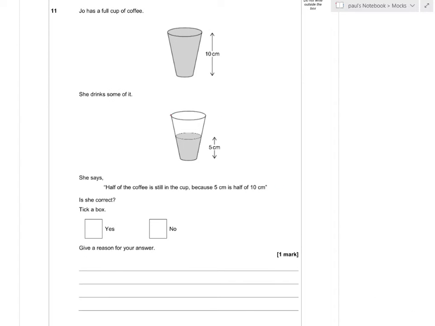Jo has a cup of coffee. She drinks some of it. Half of the coffee is still in the cup. Tick the box. No. Top half has larger volume.